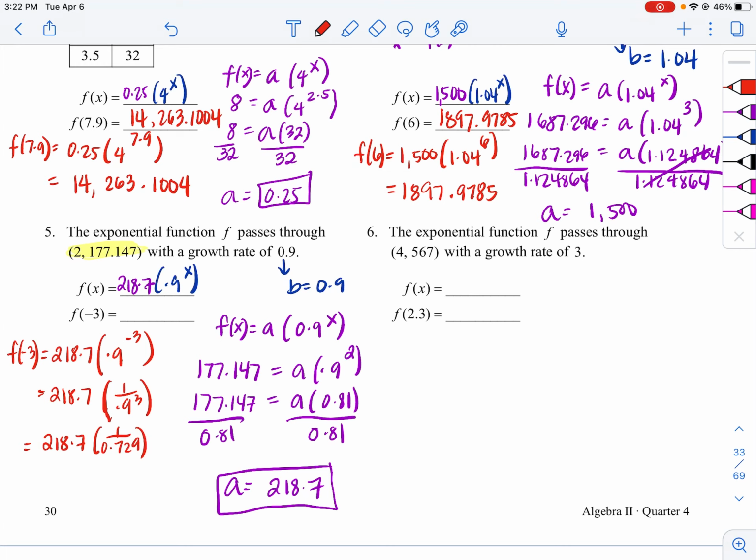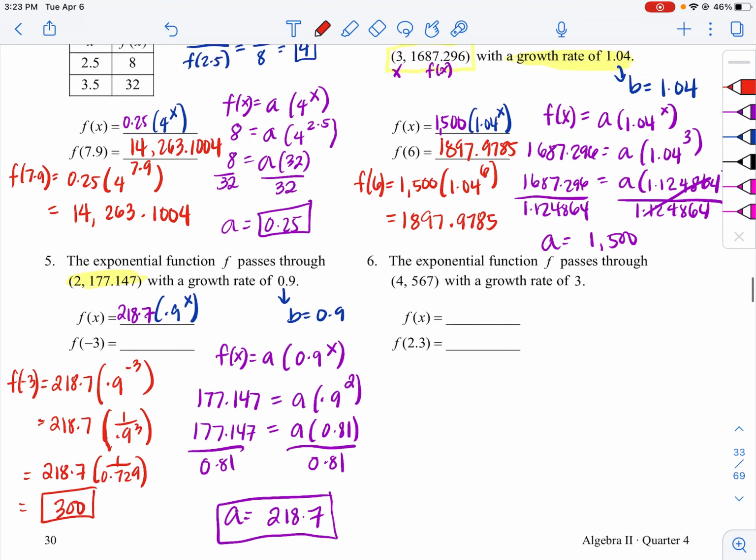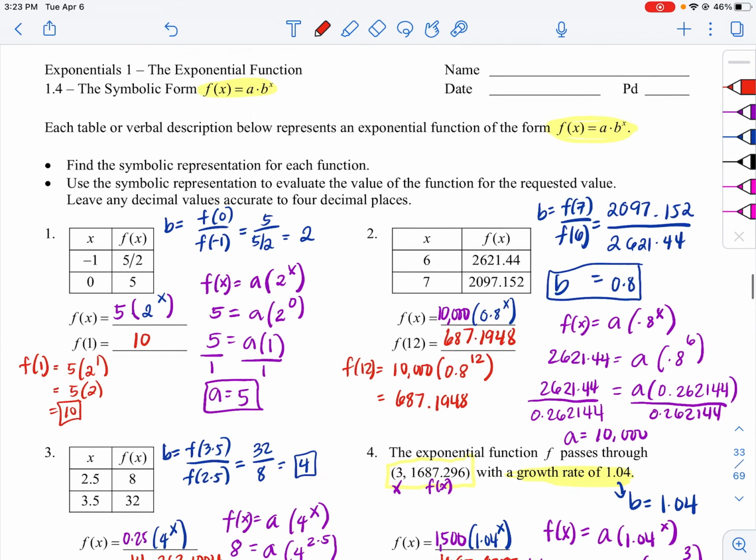And then 218.7 times 1 over 0.729. Hopefully you'll get a 300. Okay? So after you get 300, rest assured that you did it correctly. But again, you have to divide 1 divided by 0.729 first, okay? And then the answer to that, you multiply it to 218.7. Because, again, you have to always follow PEMDAS.